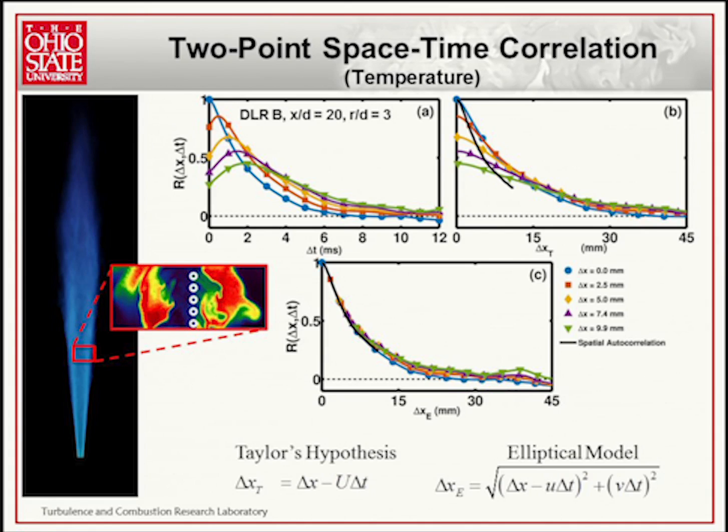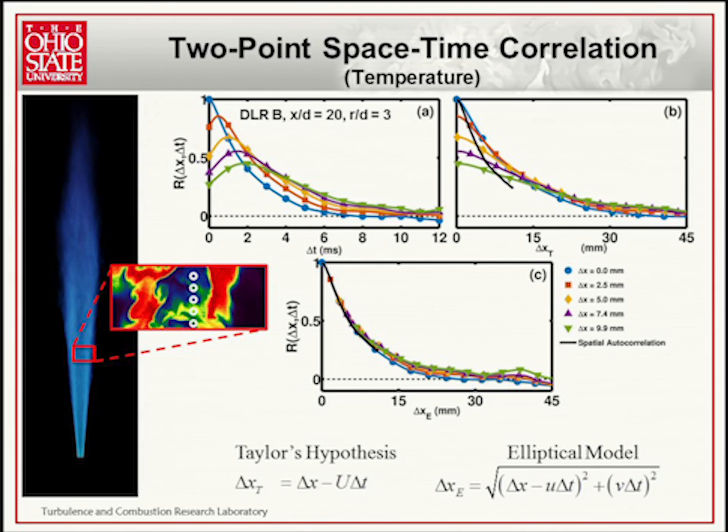What happens in B is that if we attempt to transform space to time just using Taylor's hypothesis, we can get a good collapse for a long spatial separation, which is long time, but not for the short space, which is short time. However, when you use the elliptical model and your data, you can get a full collapse of all the correlations onto a single curve. Furthermore, the black line is the spatial autocorrelation, independent, as if you'd made uncorrelated measurements. And you get a collapse between the temporal results mapped to the spatial domain and the spatial autocorrelation. The 0th order explanation is that the elliptical model provides an improved relationship between space and time. It's just not Taylor's hypothesis.